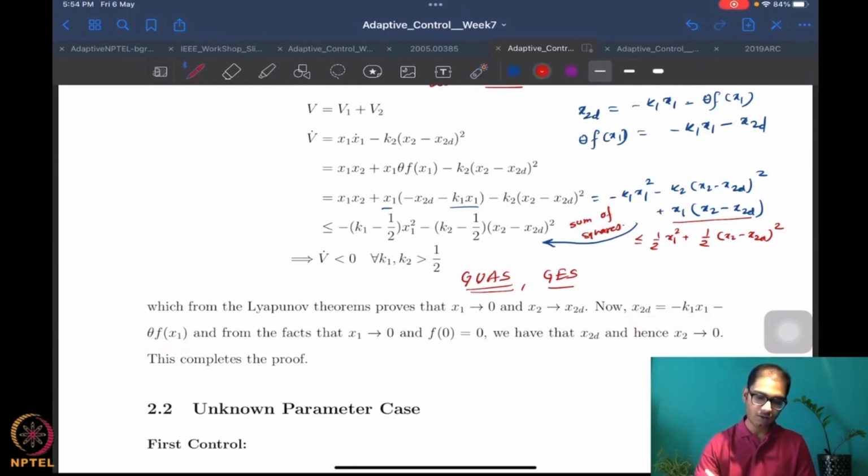Now what do I know? I know that this is going to 0. So if I want x2 to go to 0, this will happen only if x2 desired is going to 0. So I want this to happen, and so we make this sort of an assumption. You can think of it as an assumption, because eventually this is something beyond the system data.